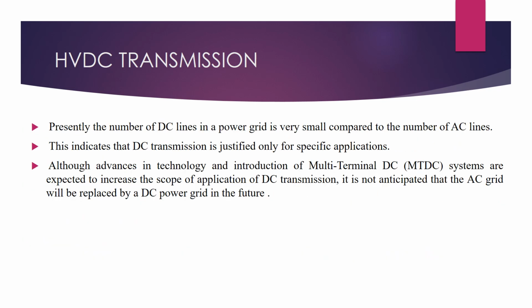Presently, the number of DC lines in the power grid is very small compared to the number of AC lines. This indicates that DC transmission is justified only for specific applications. Although advances in technologies and the introduction of multi-terminal MTDC systems are expected to increase the scope and application of DC transmission, it is not anticipated that the AC grid will be replaced by a DC power grid in future.